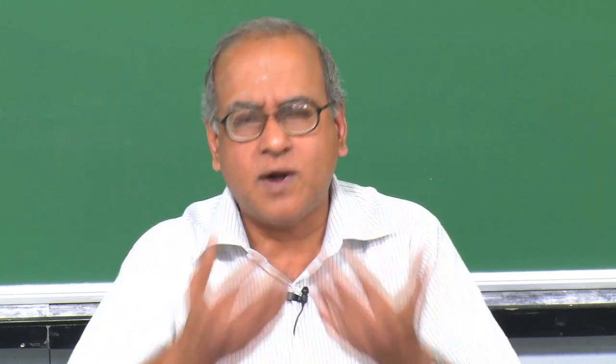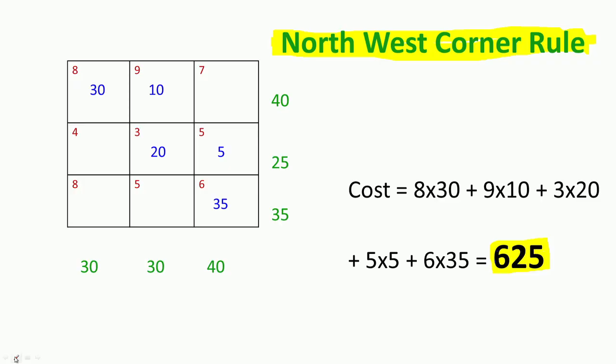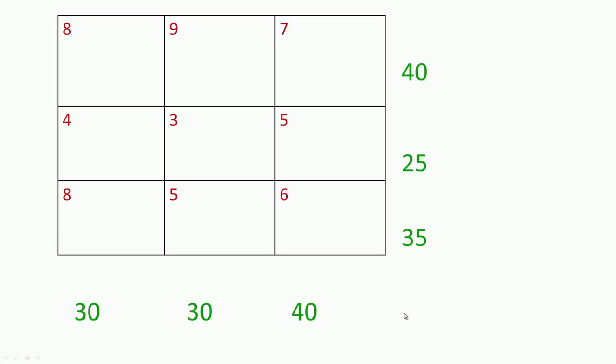Now let us look at one more method which tries to do this. The method that we are going to do is another one. So we go back to the same table. Now we know how to understand this table. 40, 25, 35 are available, 30, 30, 40 are required. Now instead of choosing the northwest corner, can we do something else?